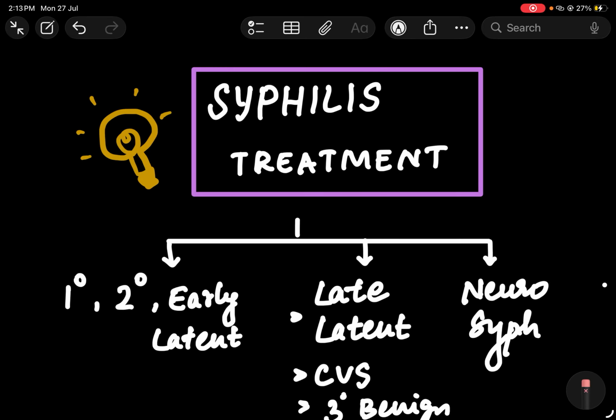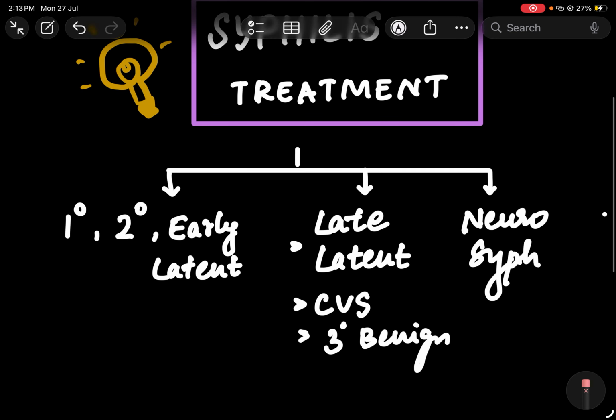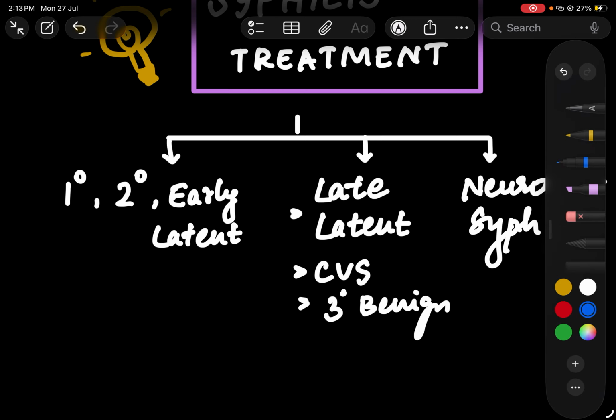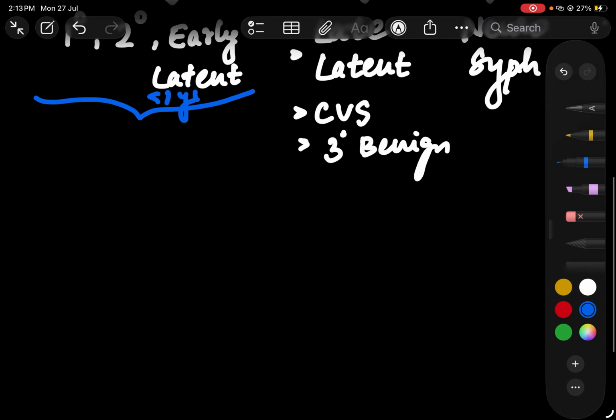Treatment of syphilis. Based on the dosage and duration of treatment, I have divided it into 3 groups. First one is primary, secondary, and early latent. Early latent is less than 1 year. So, let's look at the treatment of this.